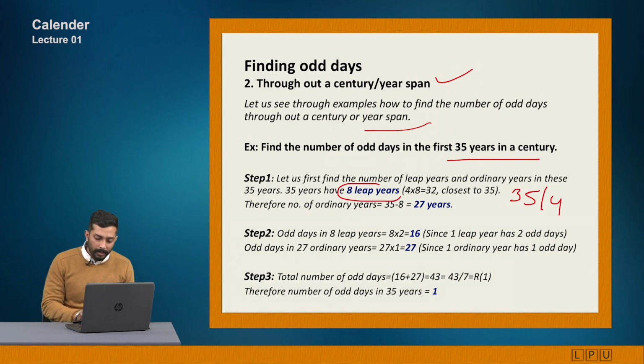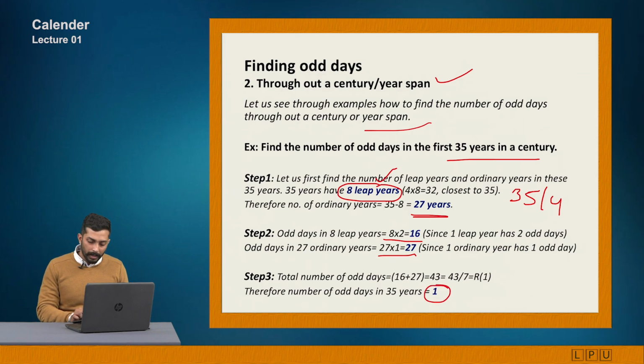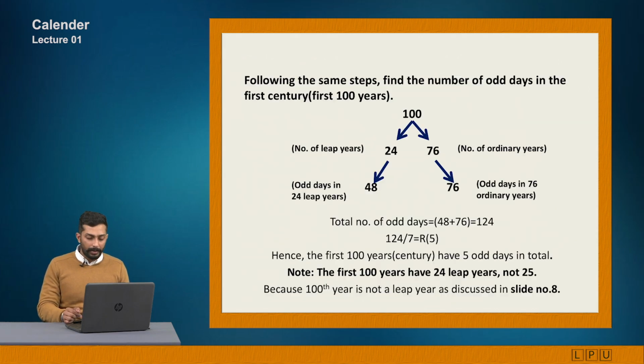We can see that there are 8 leap years, because the multiple of 4 less than 35 is 8 into 4, which is 32. We are getting 27 ordinary years and 8 leap years. In each and every leap year, we have 2 odd days. So 16 odd days from leap years and 27 odd days from the normal years. By adding all the values and dividing by 7, the total number of odd days will be 1 in 35 years. Now, following the same steps, we can find the number of odd days in 100.